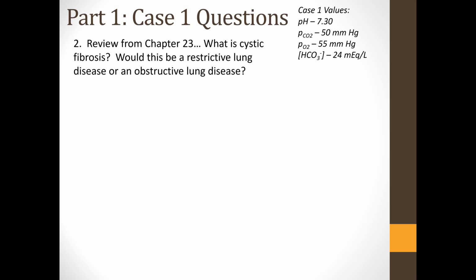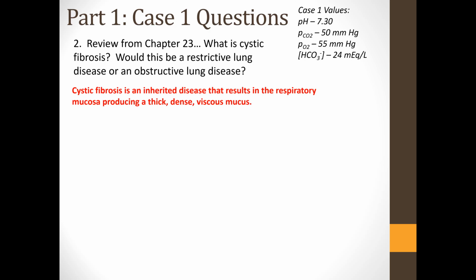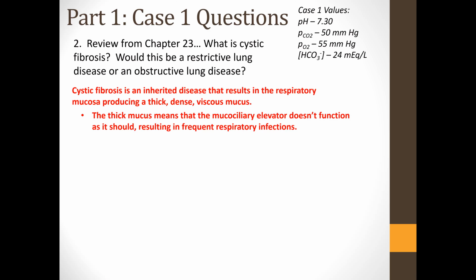So now we'll look at the Case 1 questions. Number 2, review from Chapter 23. What is cystic fibrosis? Would this be a restrictive lung disease or an obstructive lung disease? So cystic fibrosis is an inherited disease that results in the respiratory mucosa producing a thick, dense, viscous mucus. The thick mucus means that the mucociliary elevator doesn't function as it should, which can result in frequent respiratory infections. And the thick mucus also makes breathing difficult.